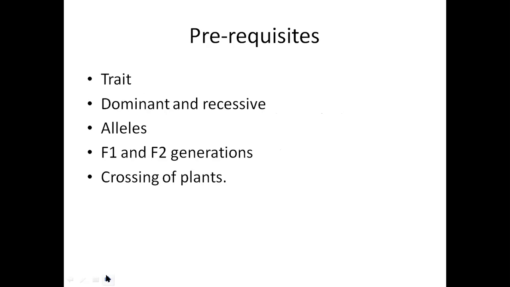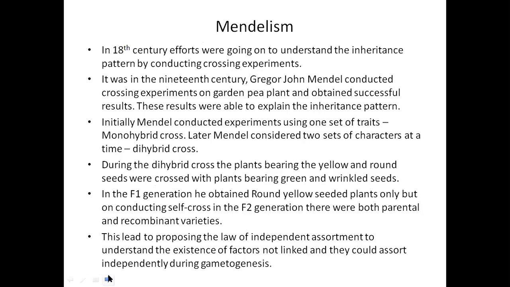Dominant means the character trait that appears in the F1 generation, and the recessive allele does not express in the F1 generation. Alleles are the two different forms of the same gene. F1 generation and F2 generation: we all know when the parents are crossed, we obtain the F1 generation. The second filial generation, F2 generation, is obtained on self crossing the F1 generation. Crossing of plants involves pollination, emasculation, all those things. So let us have a brief introduction regarding Mendelism before starting with the law of independent assortment.